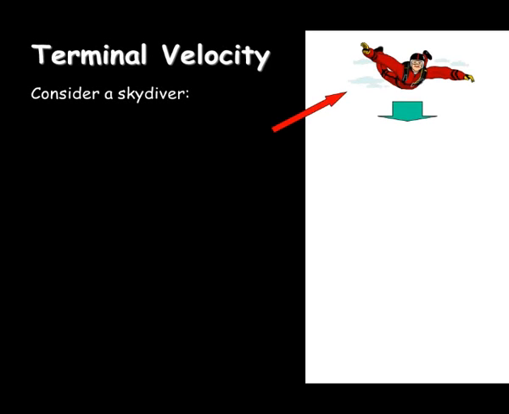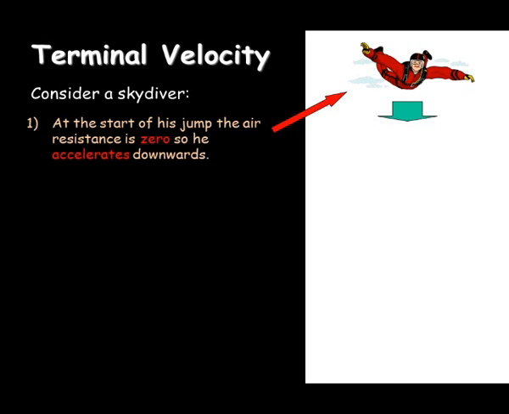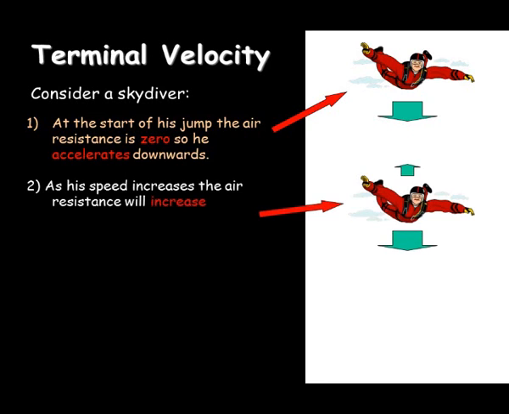Okay, we're now going to consider a skydiver, somebody jumping from an aeroplane. At first, he jumps out of the aeroplane, there's no air resistance. There is a big force acting downwards due to gravity, his weight pulling him down, so he starts to speed up, he starts to accelerate downwards.